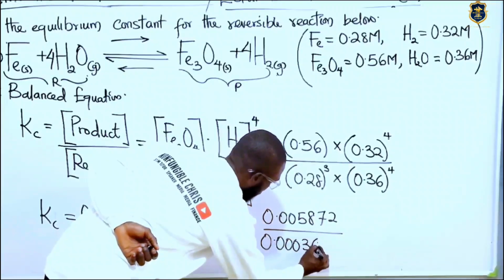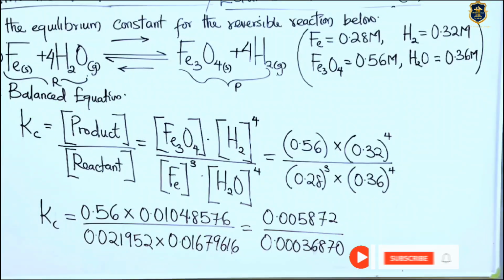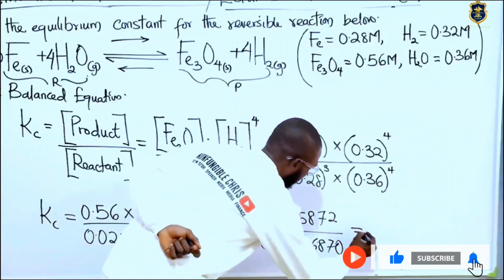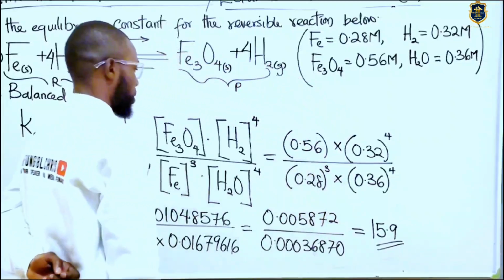0.0003668, sorry, 36870. I believe so. I hope my calculator is not failing me. Yes. And so if we divide both, we're going to have 15.9. That's our answer for the constant.